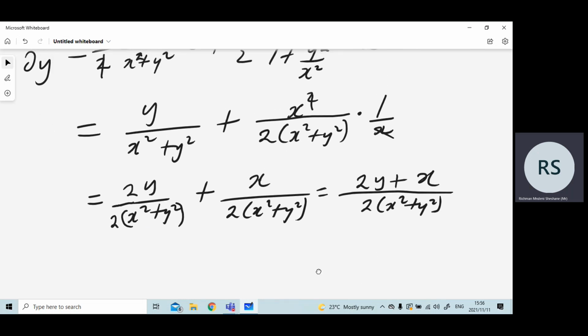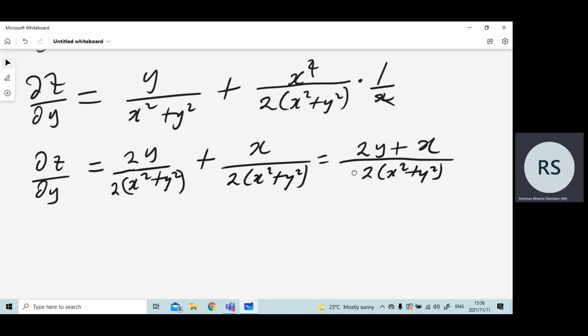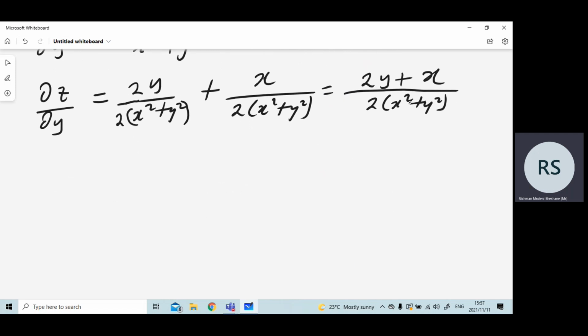So this is my first partial derivative with respect to y. Now let's find the second partial derivative with respect to y. We're going to derive the one that is simplified. So let's find the second partial derivative of z with respect to y again.